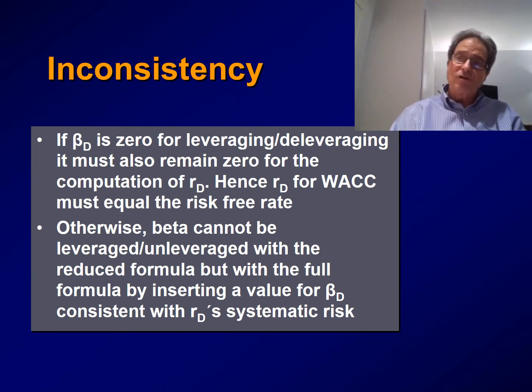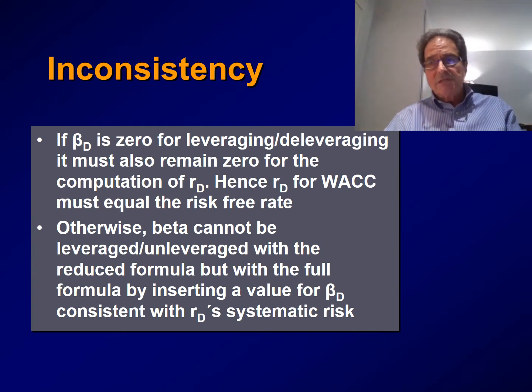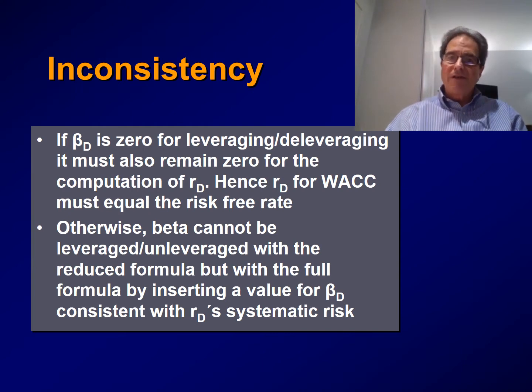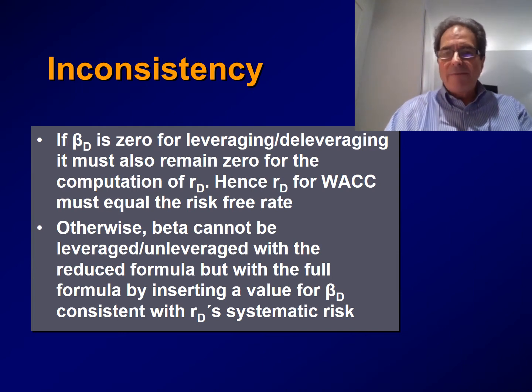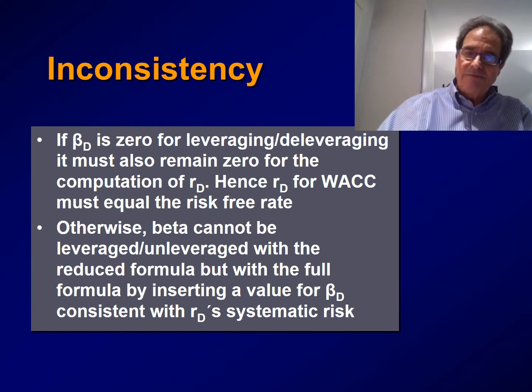And if beta D is not 0, then we cannot lever and unlever beta assuming that the beta of the debt is 0. So we should use the full formula, not the reduced formula, in order to lever and unlever beta, in order to have some consistency. And to do this, we have to assume a beta of the debt which is consistent with the systematic risk of the debt.